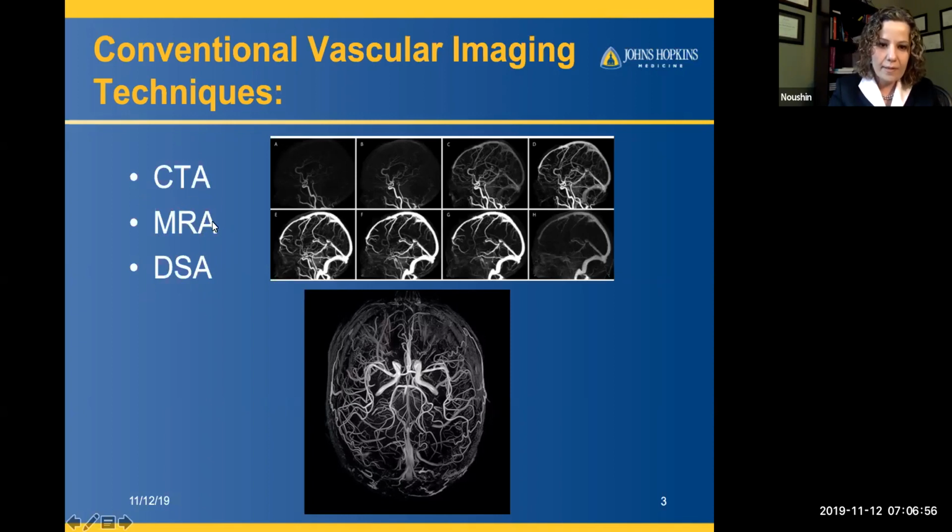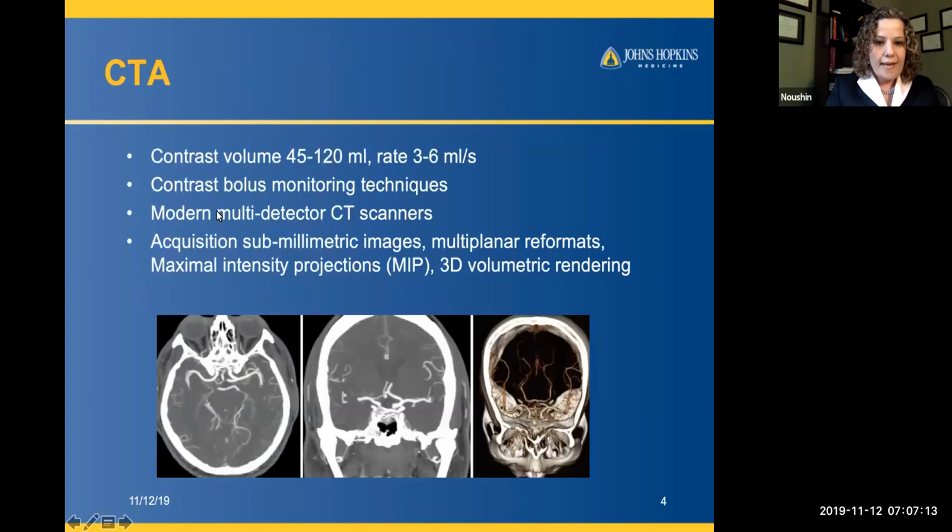I'm going to first talk about different techniques that we use in CTA and MRA, and then I'm going to show you some cases with some disease entities so that we can cover some of the more common disease entities that we see in the brain. So for CTA, we normally use injection of contrast, about 45 to 120 ml. We inject it at a relatively high rate of 3 to 6 ml per second. We have to use different bolus monitoring techniques so that we can follow the bolus of the contrast and catch it in the arterial phase in the brain.